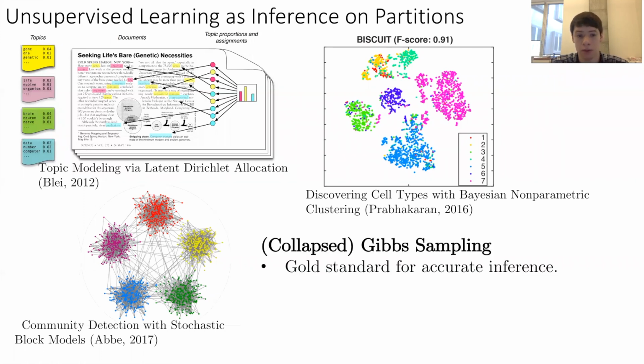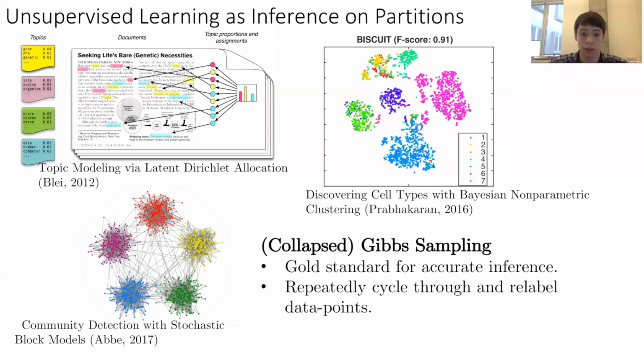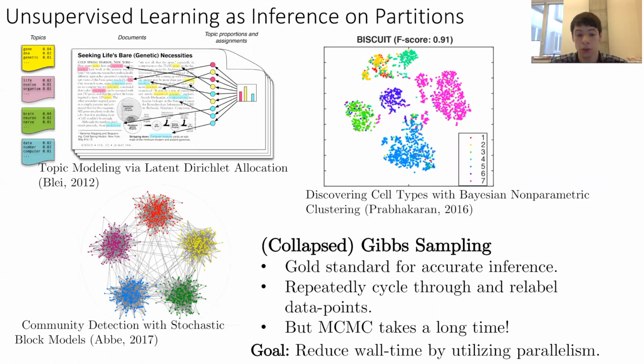For all of these problems, Gibbs sampling or collapsed Gibbs sampling is a gold standard for accurate inference. Inference with this approach essentially reduces to repeatedly cycling through all of the data points and relabeling them into different groups. However, this suffers from the age-old problem that MCMC can take a really long time. The goal of this work is to try to reduce the wall time required by utilizing parallelism.